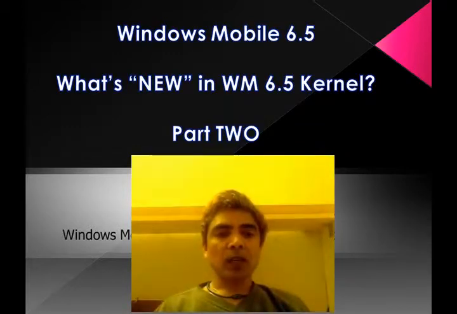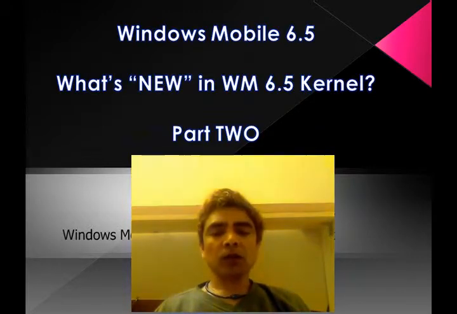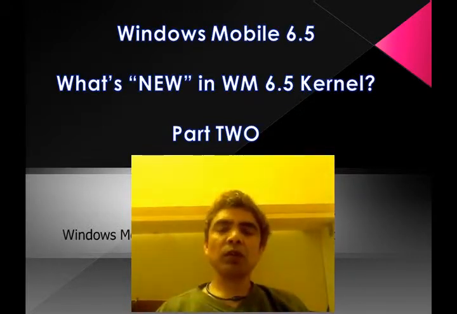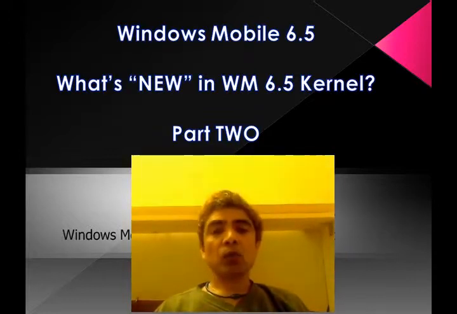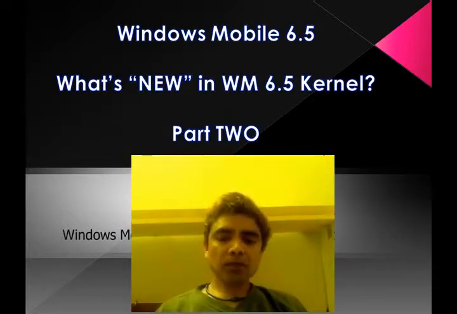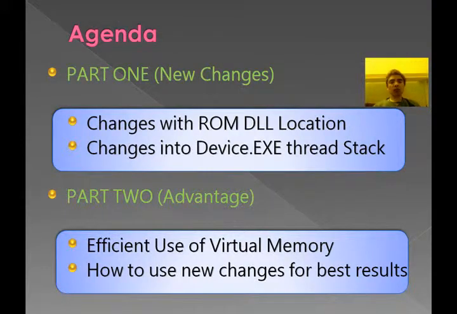Hello again. This is the second part of the previous presentation, whose title is Windows Mobile 6.5, what is new in Windows Mobile 6.5 kernel. These two presentations are actually different in a way, but they come together. The first one talks about the changes, and the second one talks about how to take advantage of these changes to gain better performance. That's the combined agenda for part 1 and part 2.